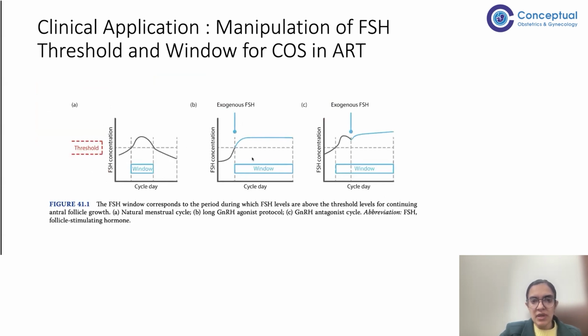Okay, so this is what I have already said. With exogenous FSH, this is how we manipulate the FSH threshold and window. We raise the concentration, and we give it for a longer period also, right? Otherwise, normally it was going to go up and come down like this, but we raise the level by giving FSH externally, and we give it for a longer period, and we raise the bar as well. Okay.